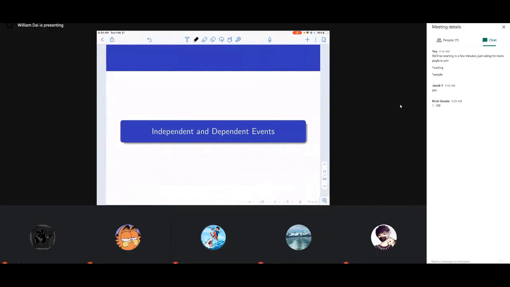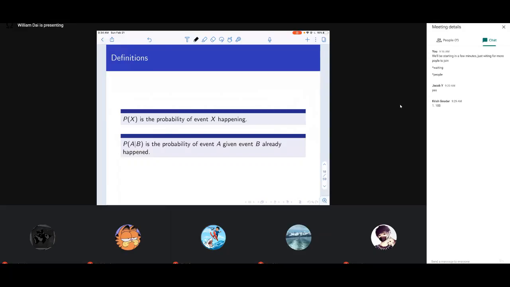Now we're going on to independent and dependent events. Here are some definitions and notation. P of X is the probability that event X happens. P of A given B is the probability of event A given that event B has already happened.